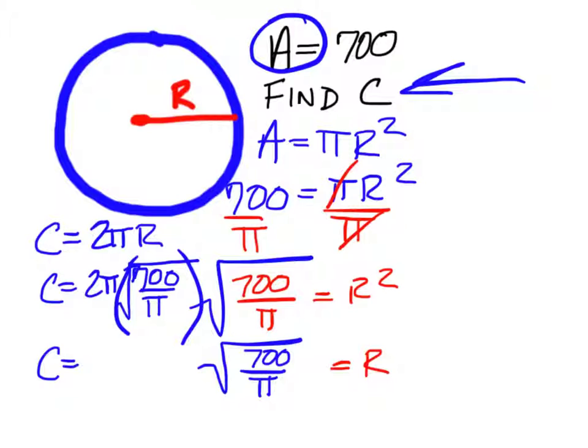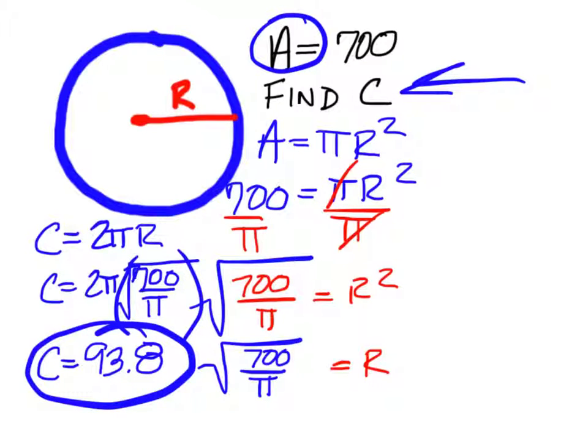And if you round that to the tenth place, what should you come up with? 94.2. Close. Should be 93.8. Yeah, 93.8. Okay, see, I'm confused on how you round.